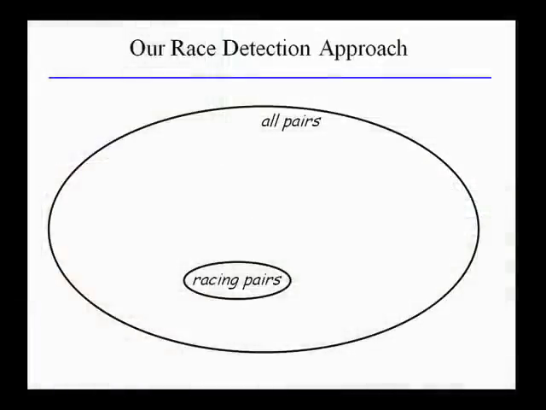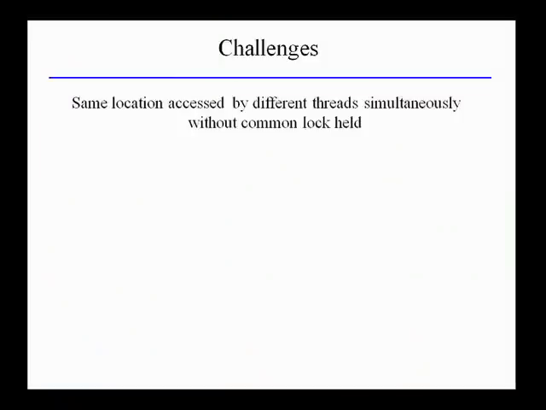I mean, there's a huge number of possible potential races in the program and only a very small set of things that actually would race. Okay, so what are the challenges in doing this? One challenge is that the same location can be accessed.